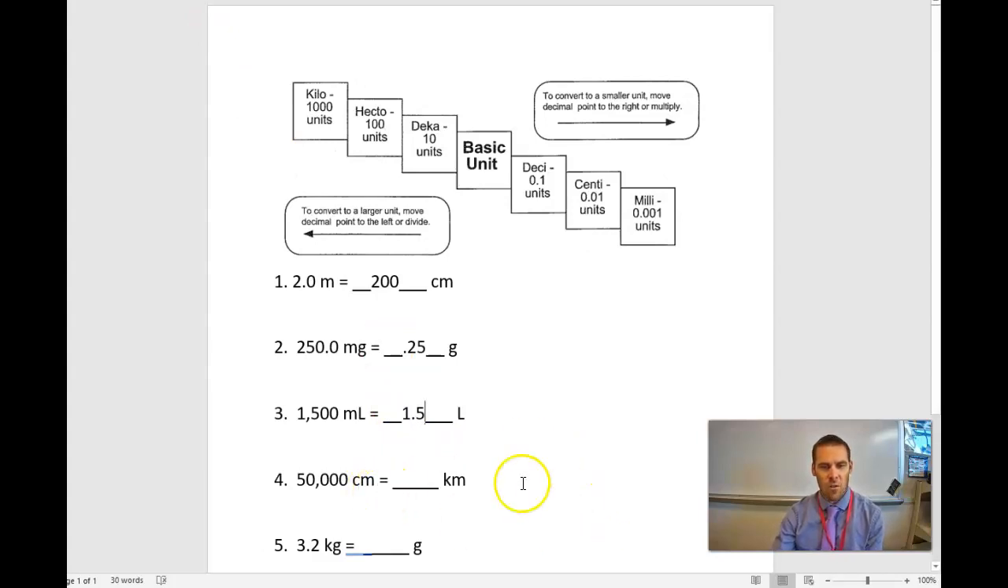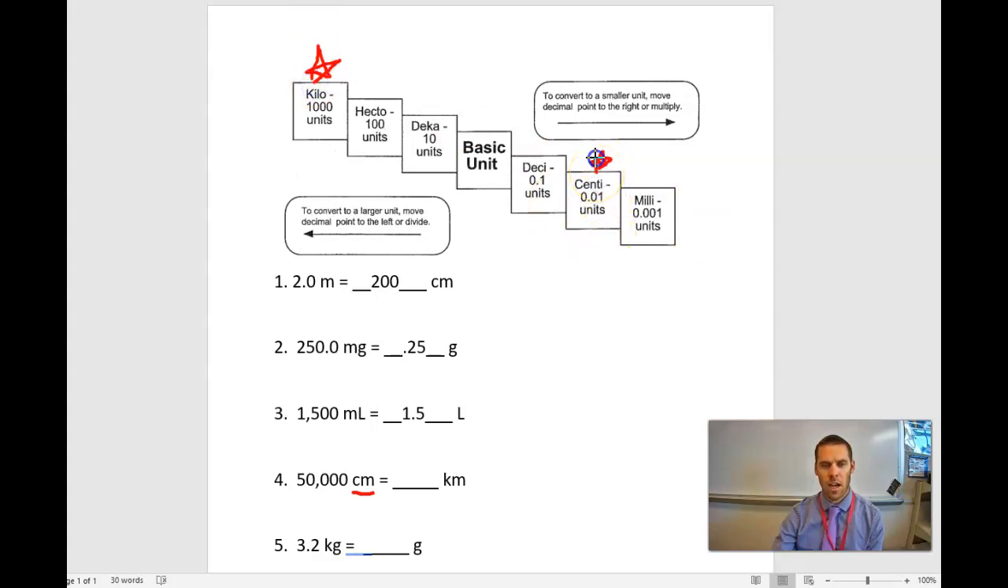Number 4, I have 50,000 centimeters. I'm going to convert that to kilometers, give that a try. So for this one, I'm going to start off with my prefix centi. This is where I'm starting. I want to go to kilo, or kilometers.